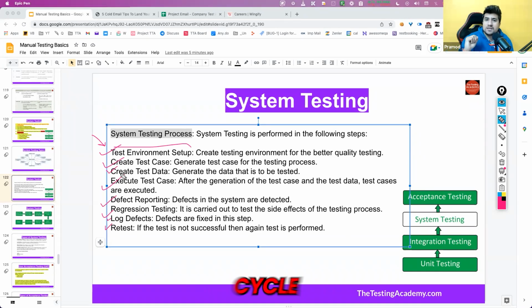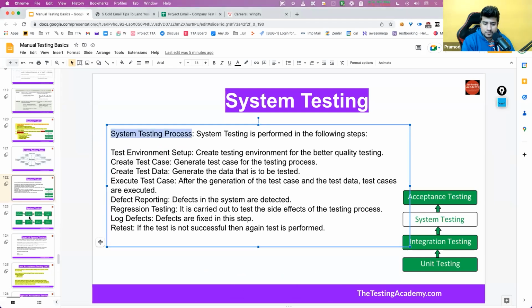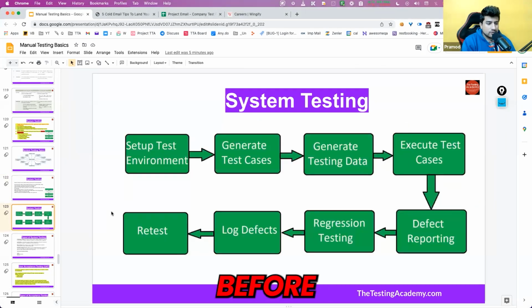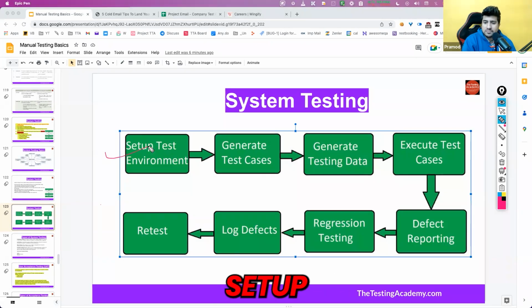They also have a UAT cycle that we will discuss. But today, let's discuss the system testing and finish it up. So these are the steps generally they will do in this case. Before UAT, final regression testing is also done, right? Regression testing is a part of system testing, right? Yes. So set up the test environment, test cases, execution, defect reporting, regression, retest, and log defect. Got it? So before UAT, you are doing regression testing, but that's a part of your system testing. Okay, clear?